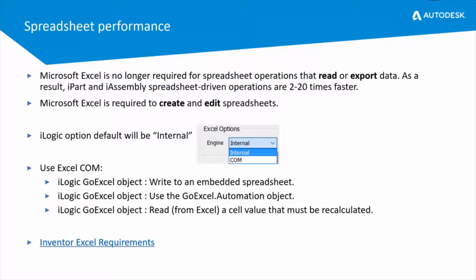Spreadsheet performance. Microsoft Excel is no longer needed for spreadsheet operations that read or export data. As a result of this, iPart and iAssembly spreadsheet-driven operations are 2 to 20 times faster. But remember that Microsoft Excel is required if you want to create or edit spreadsheets. This also helps with iLogic. So we now have the default option for iLogic, which is set to internal. But this can be changed back to COM, and if we use COM, we can do things like write to an embedded spreadsheet or read from an Excel cell, for instance.